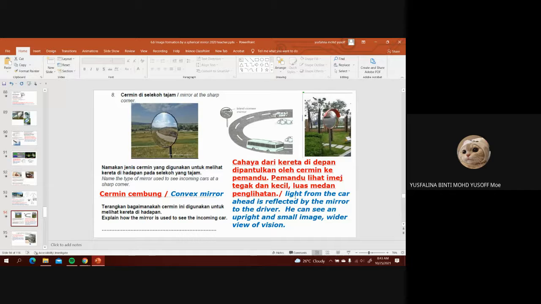How is it used to see the incoming car? The light from the car ahead will be reflected back by the mirror to the driver. So you can see an upright and small image and a wider field of vision. Actually the light comes from the incoming car, hits the mirror here, and is reflected back to the driver, so you can see there is a car coming.